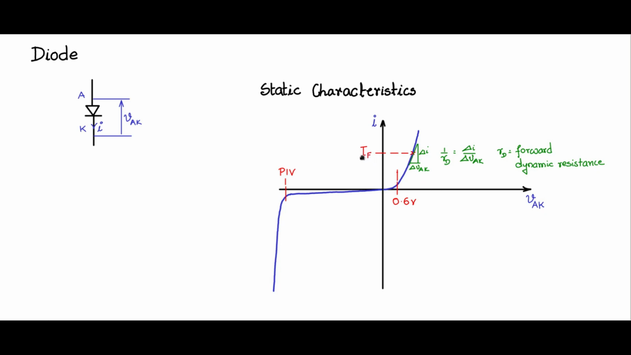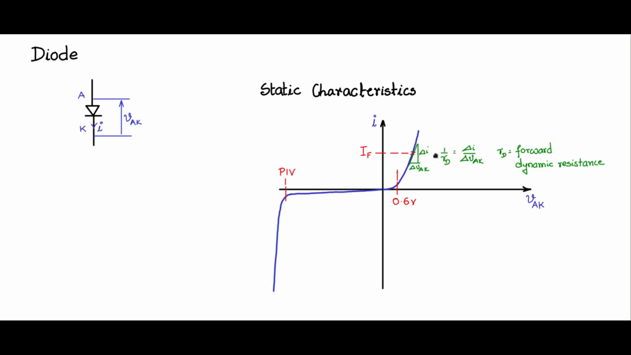So at this current value IF, the corresponding operating point has a slope. The slope is different at different operating points, and that is why it is called the forward dynamic resistance. So 1 over this forward dynamic resistance is delta I by delta VAK at that point. So these are some important parameters that you need to look at in the data sheets of the diodes.